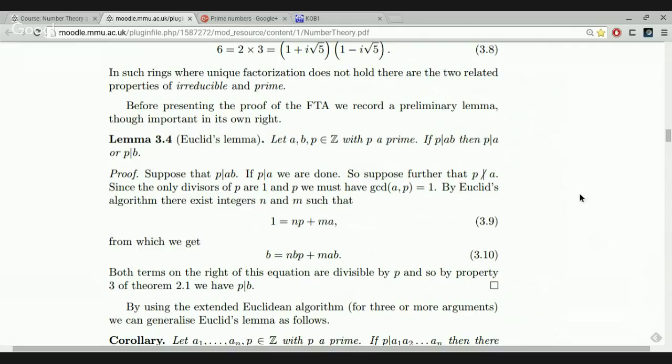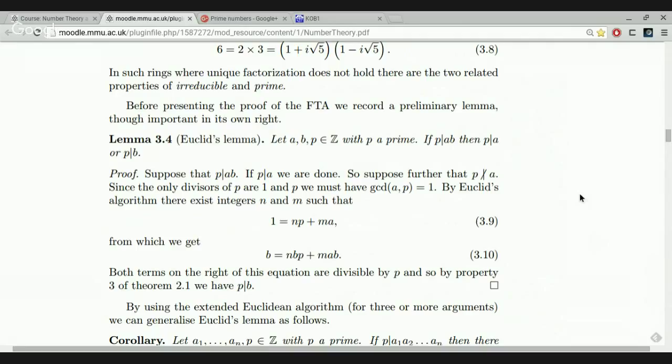Of course, it's not necessarily true for composite numbers, because 50 divides 4 by 25. 50 divides 100, but 50 does not divide 4, and nor does it divide 25. So composite numbers don't have this property. It's possible to find composites dividing products where the composite does not divide either of the factors, but for prime numbers, it's impossible to find.